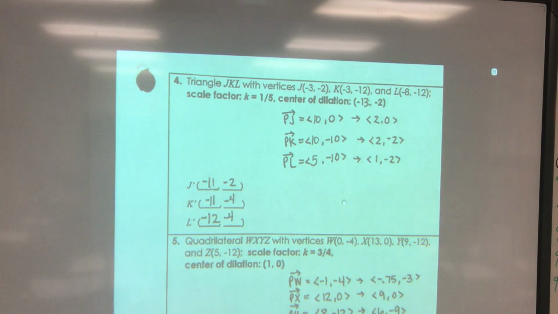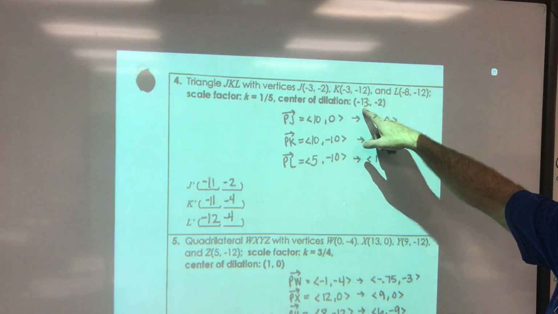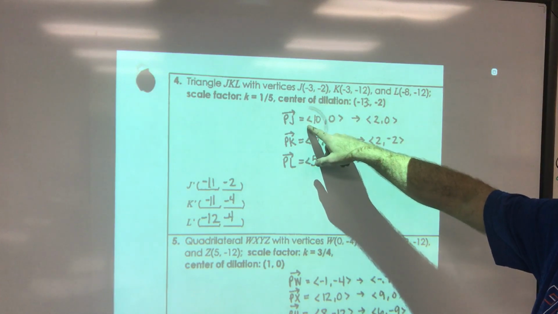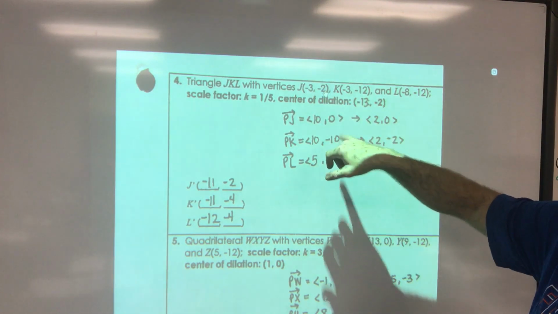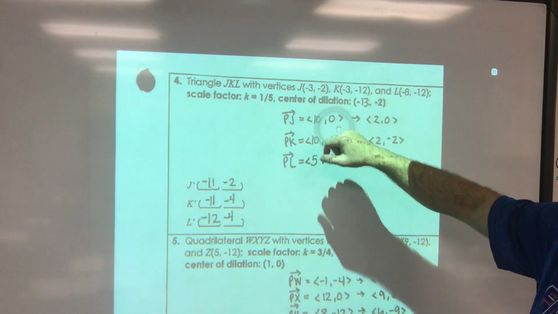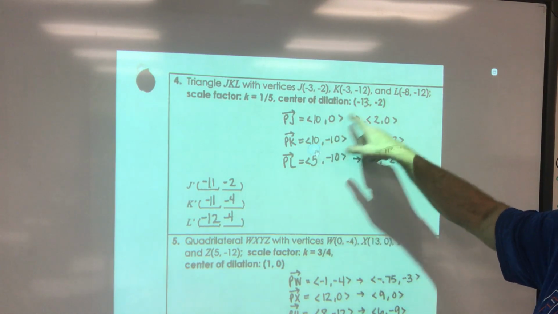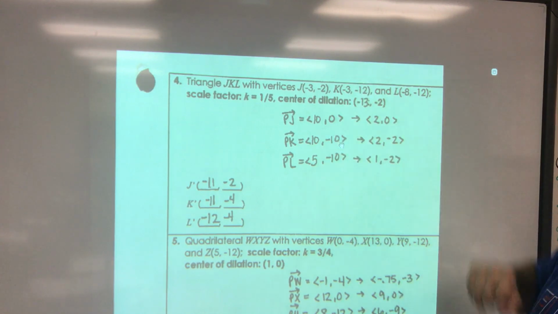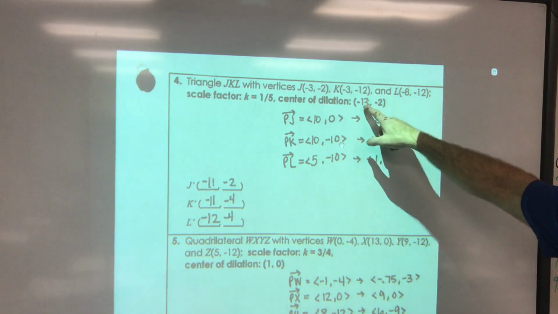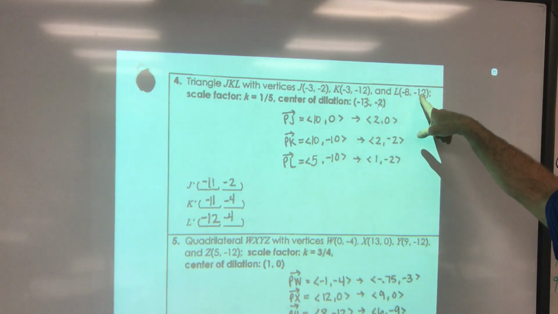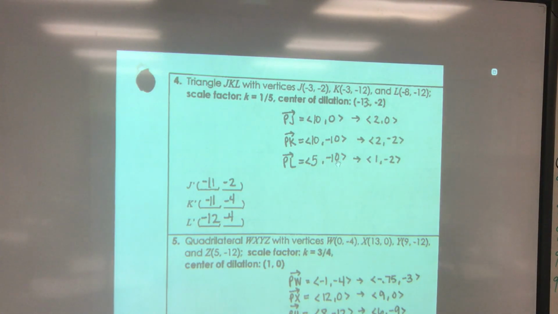3 steps. I have to create a vector from the point of dilation to the preimage. So I'm creating this vector. From -13 to -3 is up by 10. -2 to -2 is 0. Then -13 to -3 is 10. -2 to -12, -10. And then -13 to -8, that went up 5. -2 to -12 went down 10.